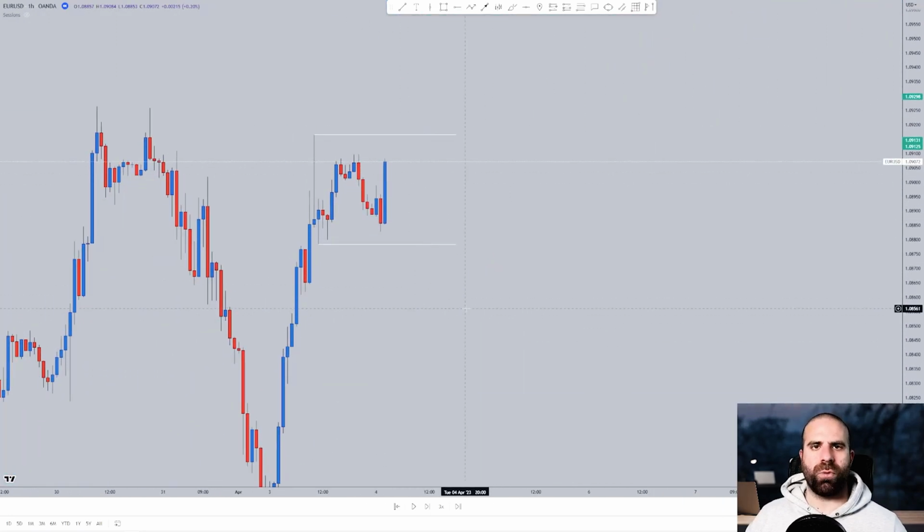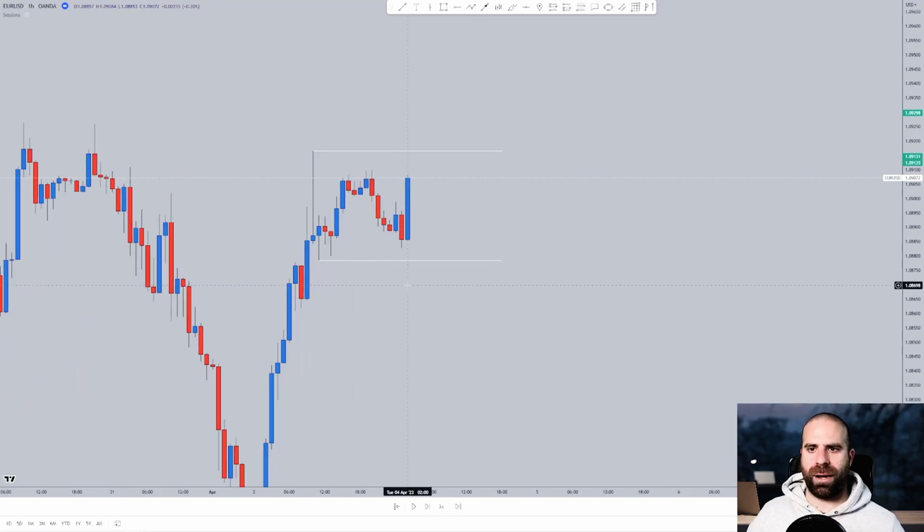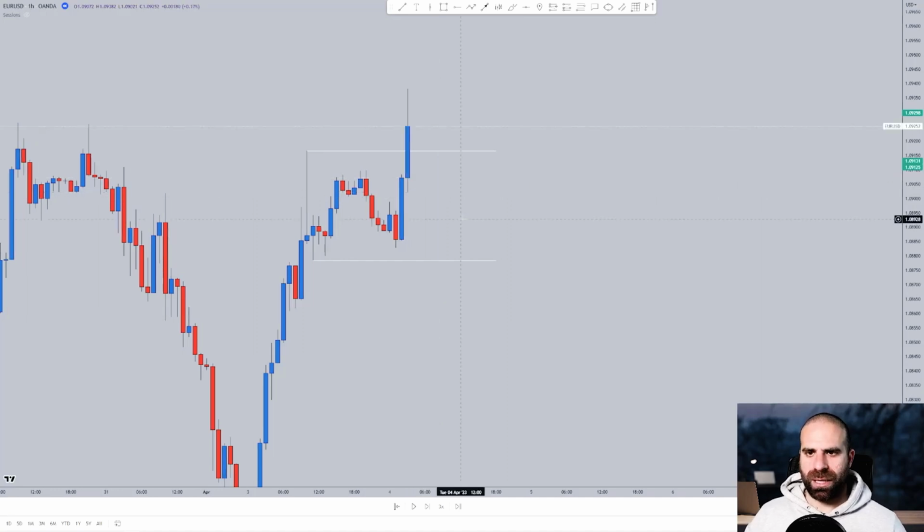Without the need of going back and forth on the daily or the 4 hour or the 1 hour, just stick to the 1 hour time frame and check those areas where liquidity might be below. So here, let's see what happened right here.